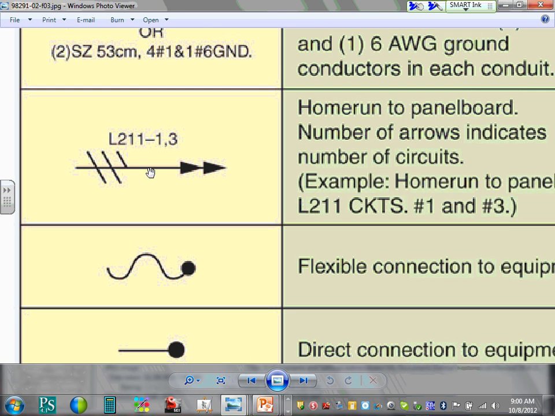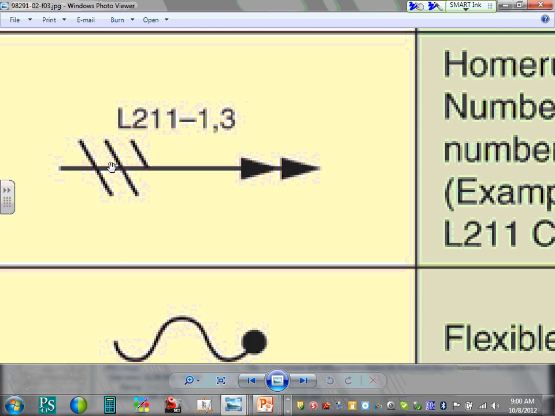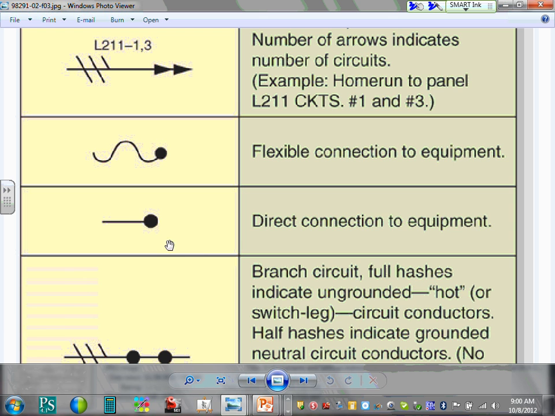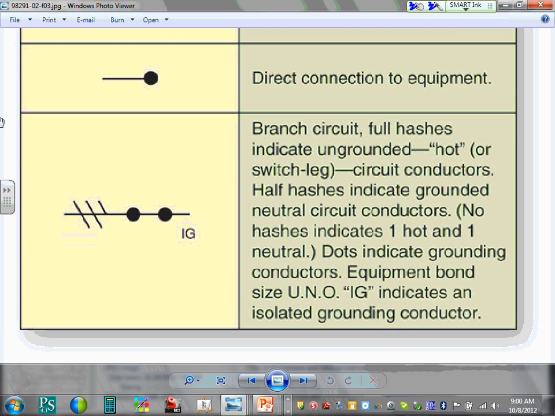We slashed them, but there are so many ways of guys doing that. Here's 2 circuits, and I can tell here's my hot, my neutral, and my ground. Can you see that? Hot, neutral, ground. Fuses, direct connection to equipment. Branch circuit full slashes indicate ungrounded conductor. Here's where it tells you the full slash.